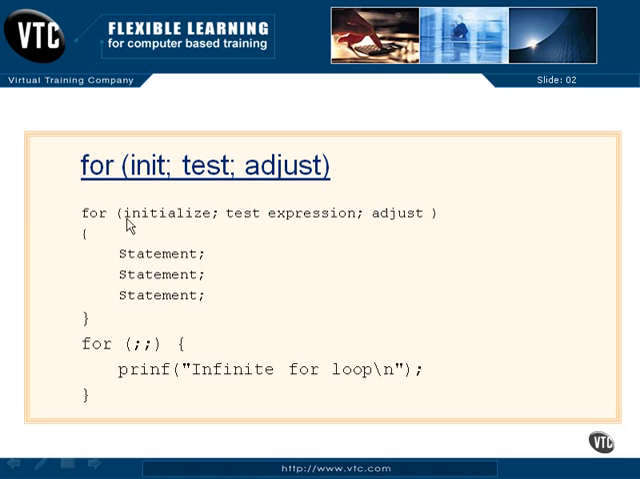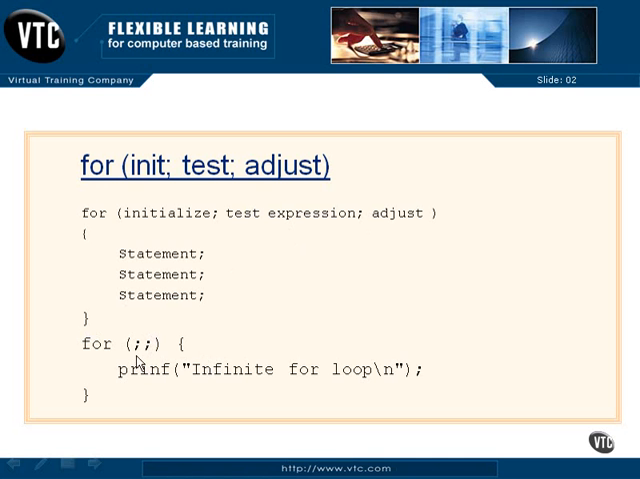The initialize part is only done right at the beginning of the for loop. When we come into the processing, we hit the for, we do this initialization, test if our expression is true. If it is, we perform the statement, then we do the adjust, test, perform, and so on, until eventually the test fails. When the test comes out to be false or zero, then we go to the next statement after the for loop.